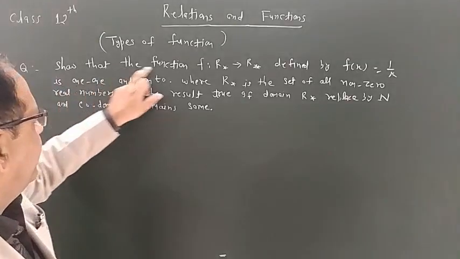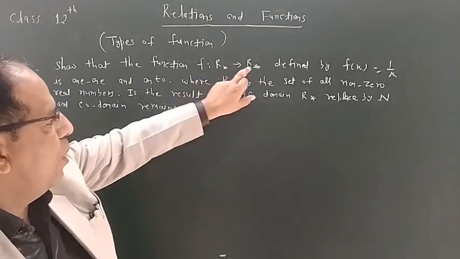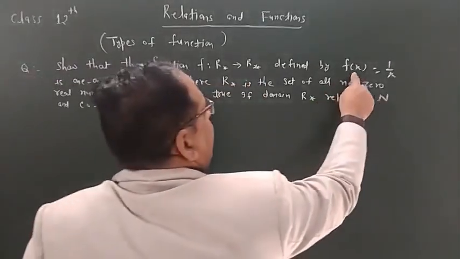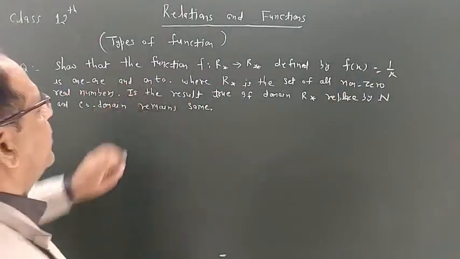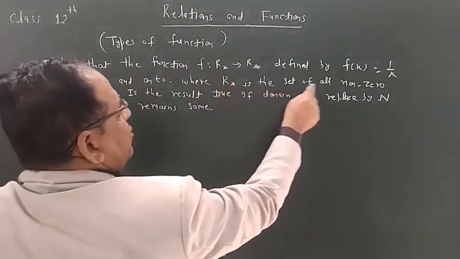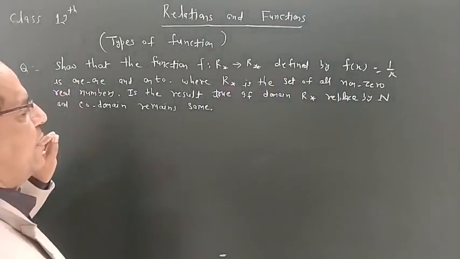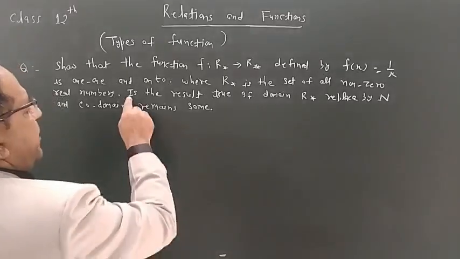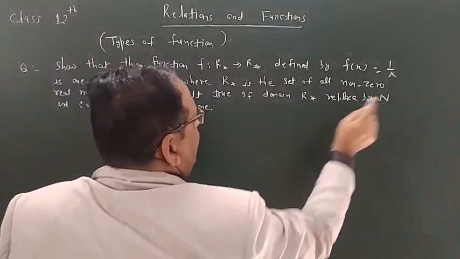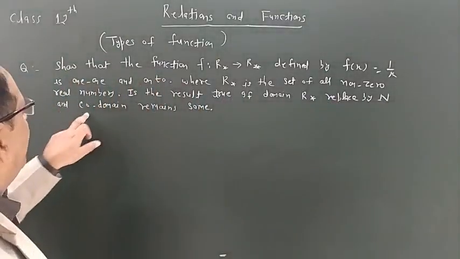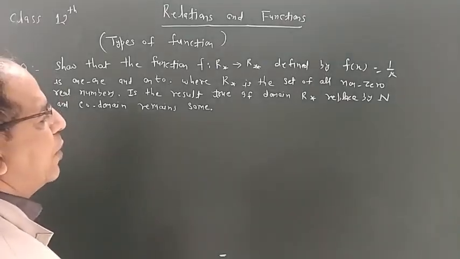Show that the function f from R star to R star defined by f(x) equal to 1 upon x is one-one and onto, where R star is the set of all non-zero real numbers. The first part of the question is that. Now the second part: is the result true if domain R star is replaced by the set of natural numbers but the codomain remains the same? So now how can we solve this?